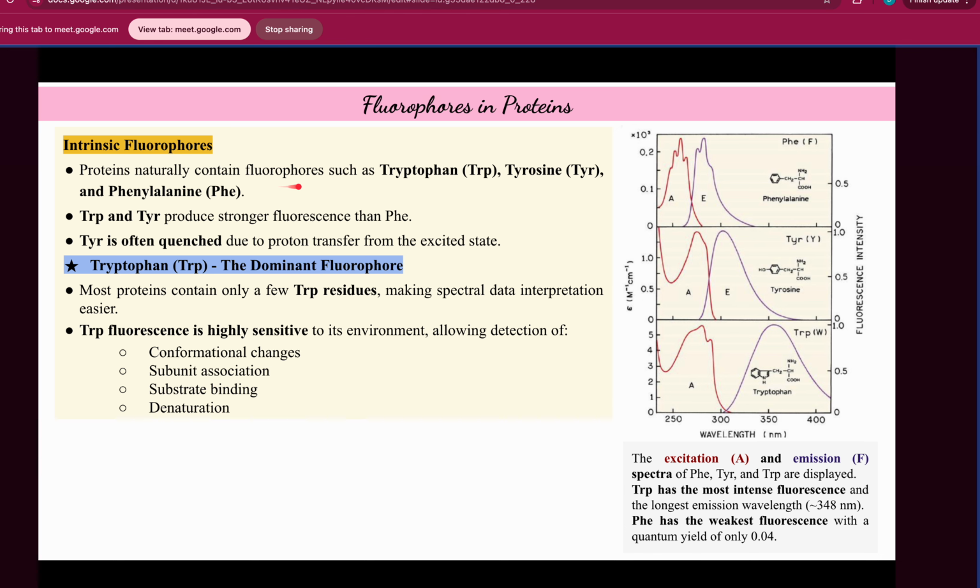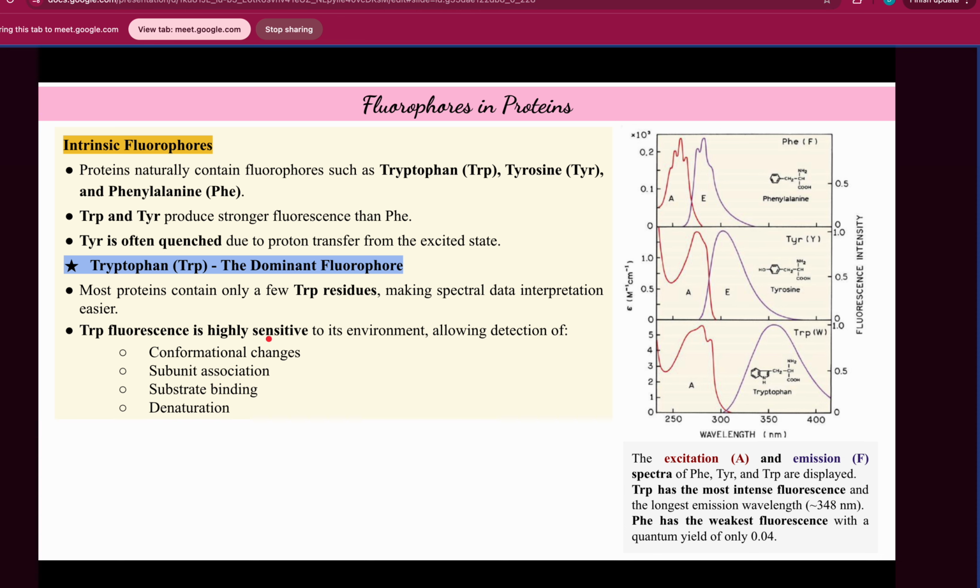Proteins have these common fluorophores, in which tryptophan is the strongest because it has the highest absorption. We have also studied that it has a conjugated system, due to which its absorbance was maximum. If it absorbs the maximum light, then its ability to emit light will also be high. Similarly, tryptophan and tyrosine produce stronger fluorescence as compared to phenylalanine, and tryptophan is often quenched due to proton transfer from the excited state. So it is the dominant fluorophore.